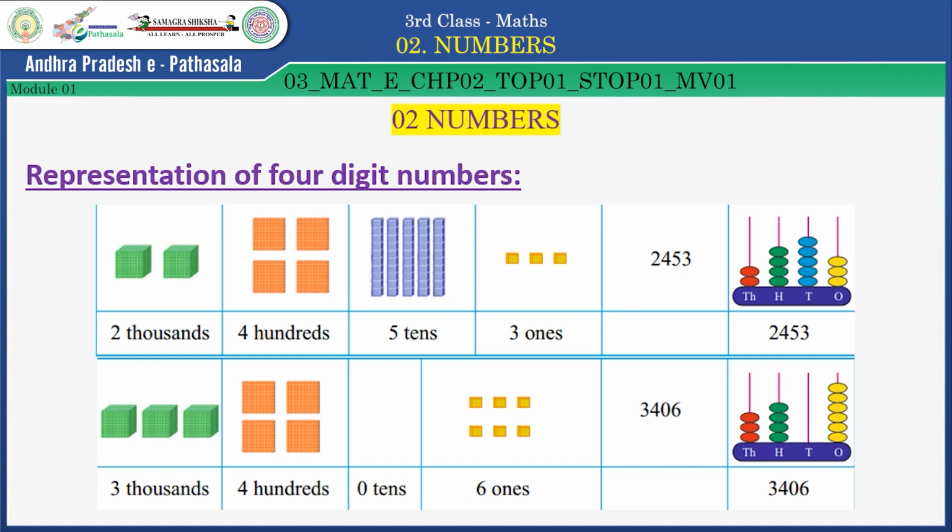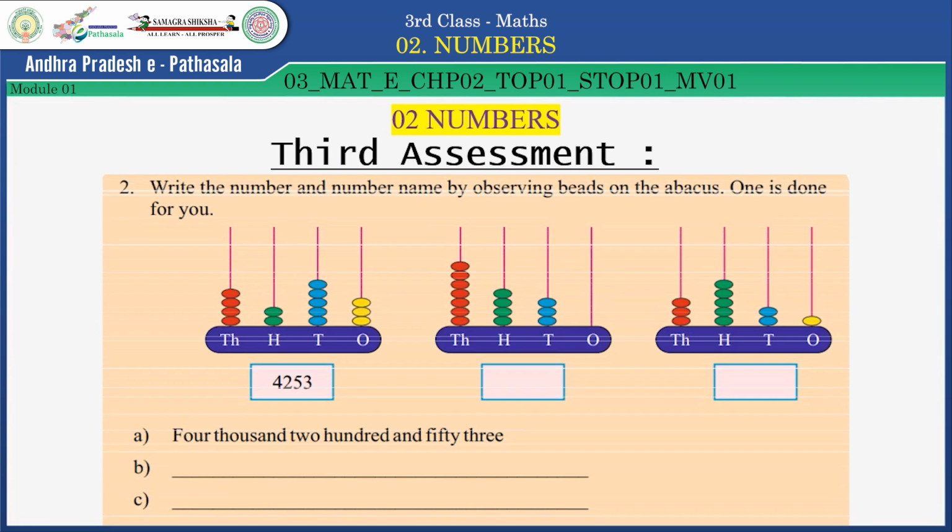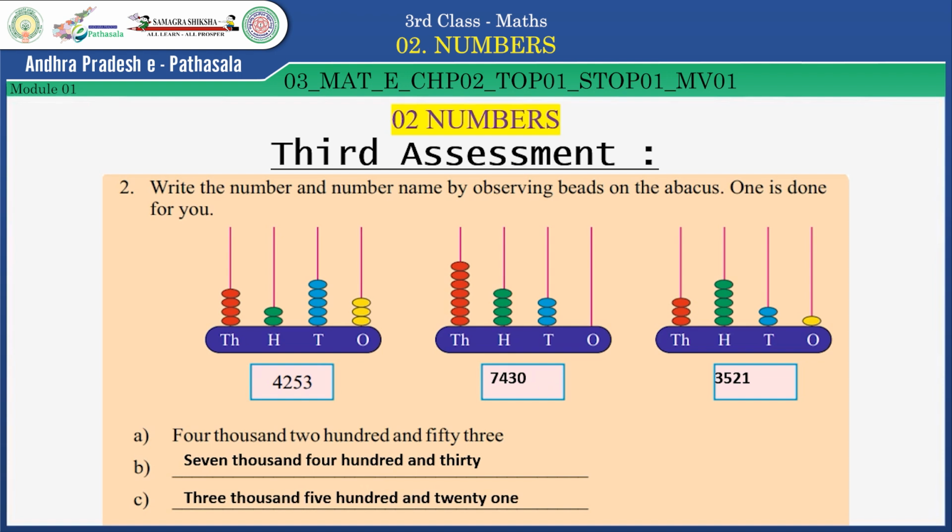Let us move to an activity. Students, now write the number and number name by observing beads on the abacus. Yes, very good students. You have done a great job. Now let us learn expanded and shortened forms.